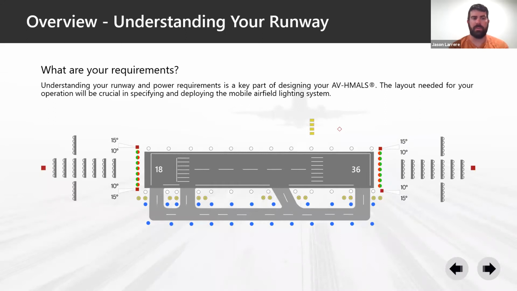You can see here, a Mauser system with 9 barrettes. Not shown are the 5 sequential flashers, threshold lighting, runway edge identifier lights, PAPI for one side, but you could split that single PAPI into 2 2-box PAPIs for 2 different approaches. And the flexibility is really what's key here for the HMALS system and what we're going to go over today.